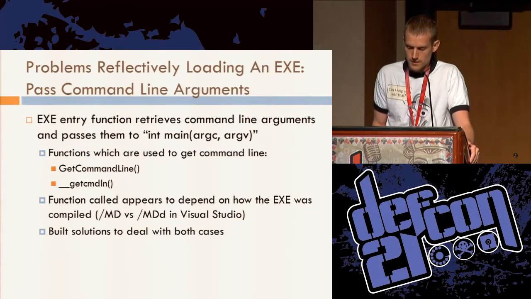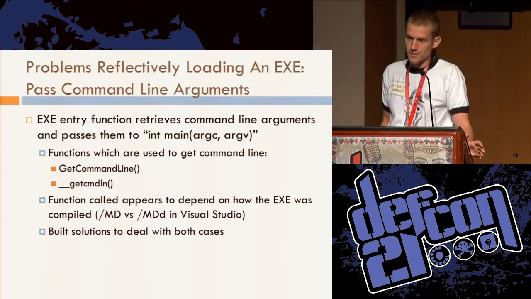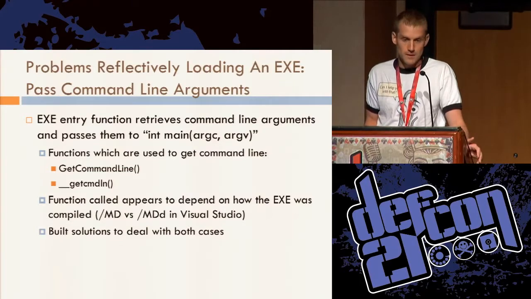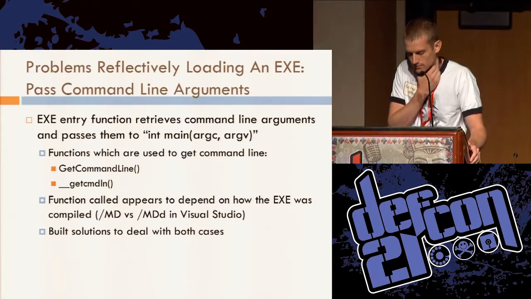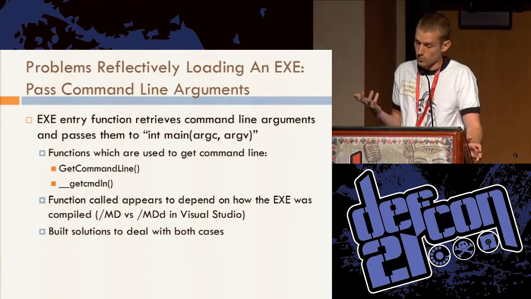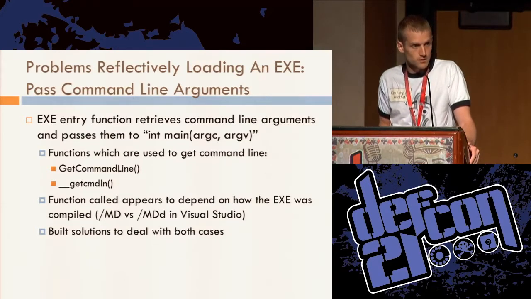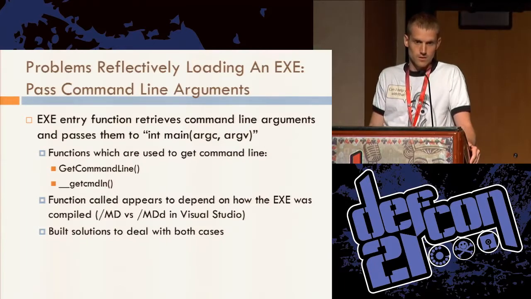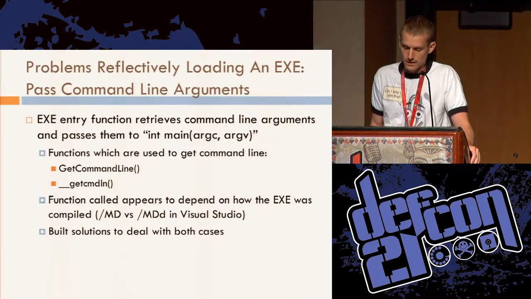Okay, so the other problem that I had reflectively loading an exe is that you're going to want to pass it command line arguments. But the command line arguments that it's going to retrieve are the command line arguments that PowerShell started with because you're running inside the PowerShell process. And so it turns out that the first thing I wanted to do was just go inside the process environment block, the PEB, which is where the command line arguments are stored, and just overwrite the string that stores the command line arguments.